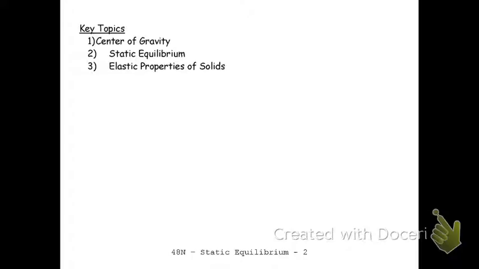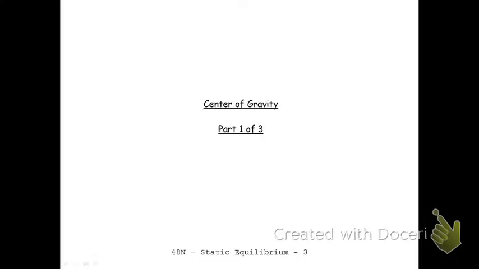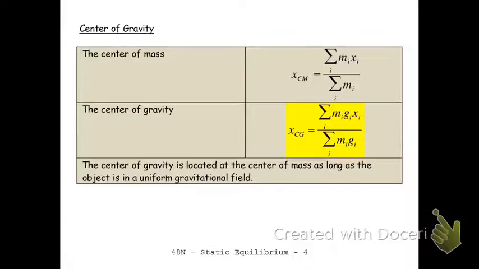We're going to talk about center of gravity. I'd forgotten that bit. We're going to talk about static equilibrium. We're going to talk about elastic properties of solids. So, 3 little bits. Okay. So basically, things tend to rotate about their center of mass. So we need to be able to find our center of mass. We've done that. And then big things tend to rotate about their center of gravity.